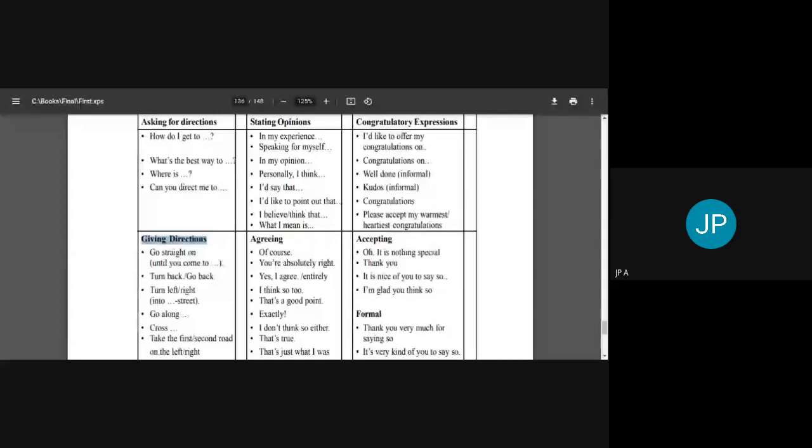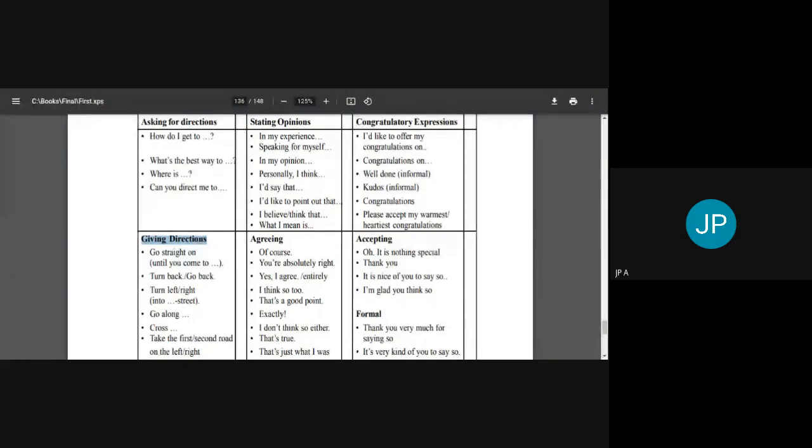So when that person asks for directions, you can give directions like this: go straight on until you reach a junction or a particular building, depending upon the place that we are giving directions to. Then turn back, go back, turn left or turn right, and move into the Mahatma Gandhi Street, or go along the post office road, or cross the high road, etc. You can give different kinds of directions depending upon how the person has to reach the place.